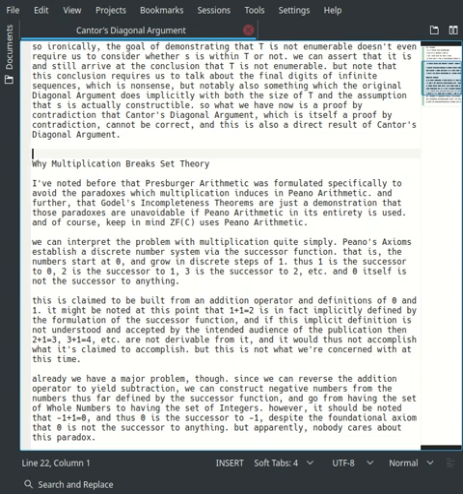Right? We can interpret the problem with multiplication quite simply. Peano's axioms establish a discrete number system via the successor function. That is, the numbers start at 0 and grow in discrete steps of 1.